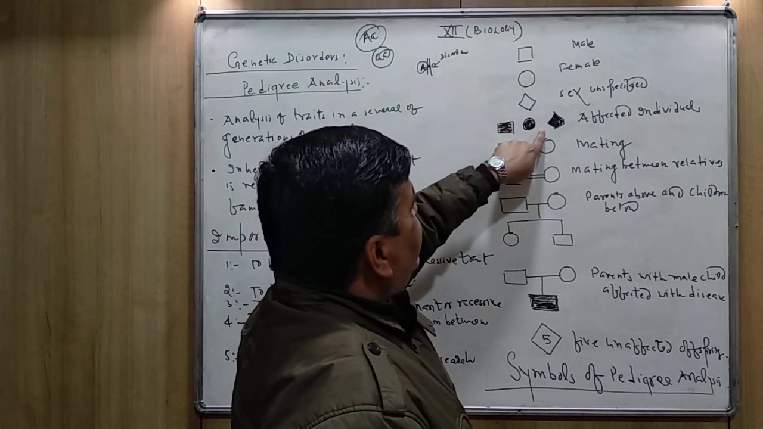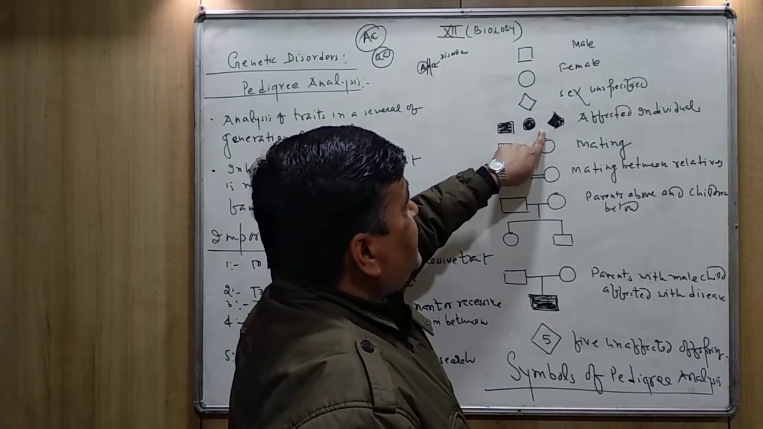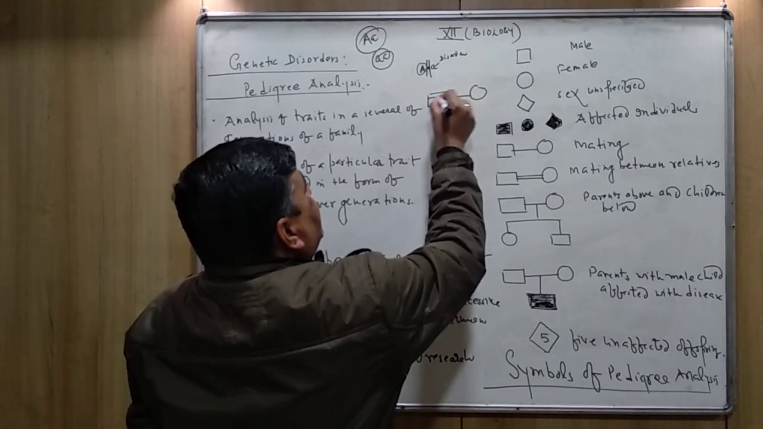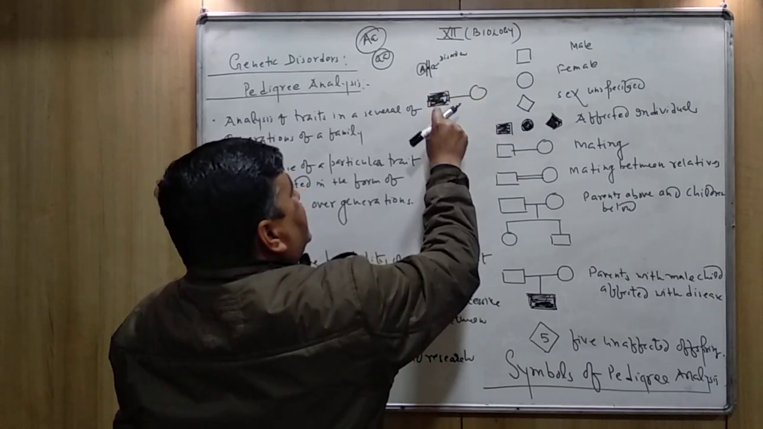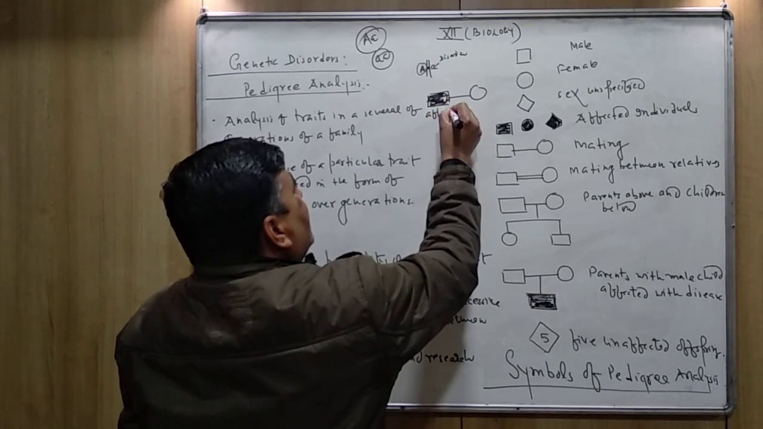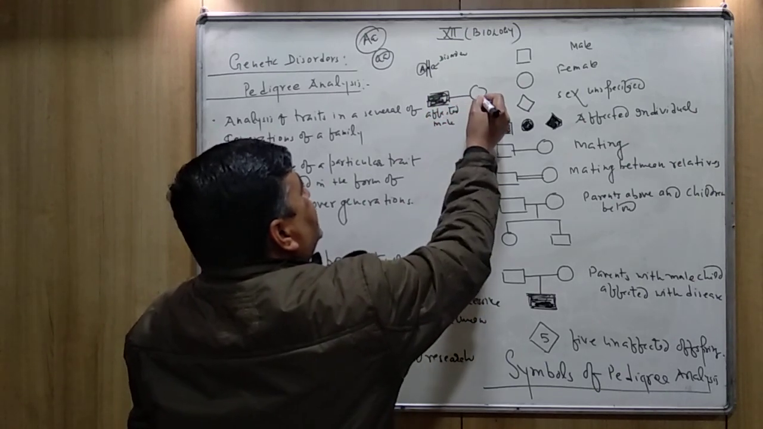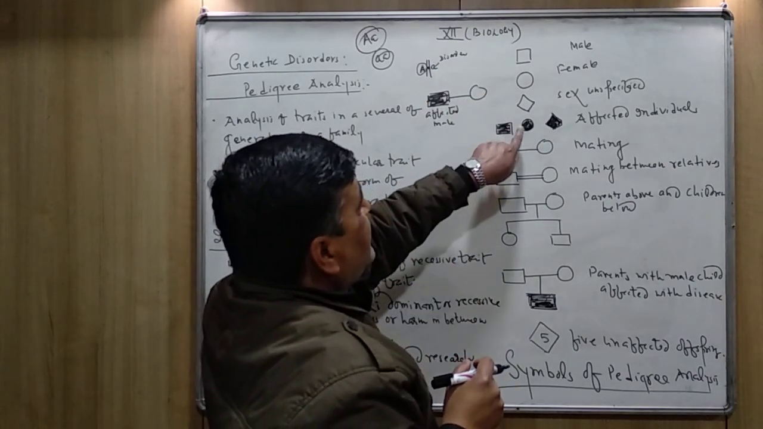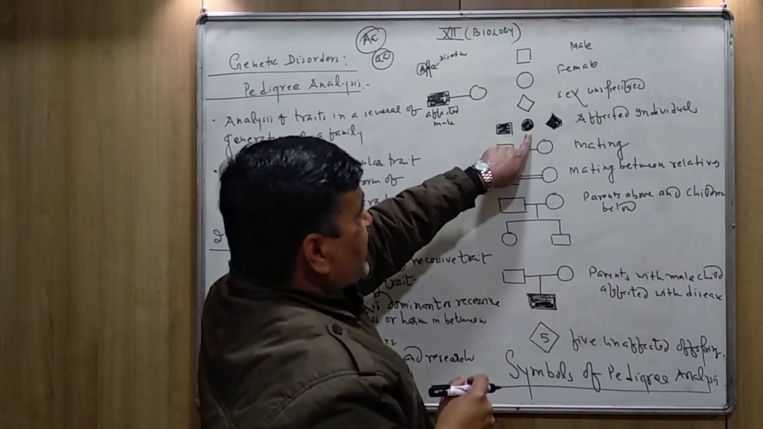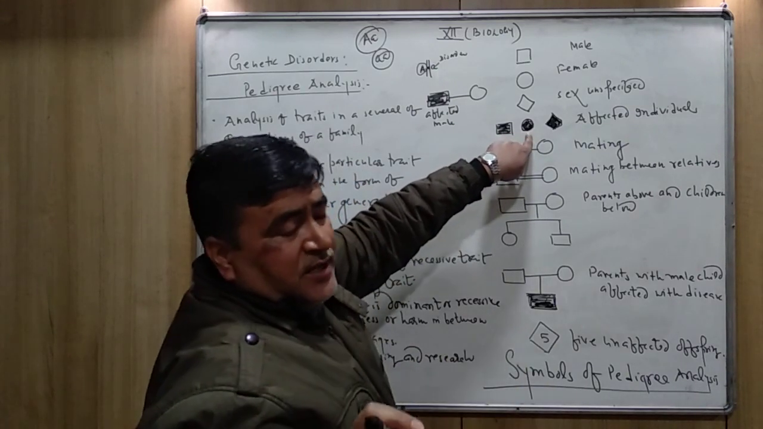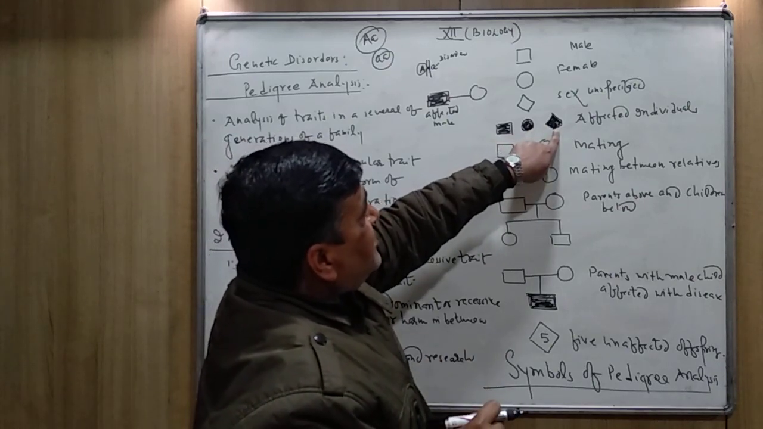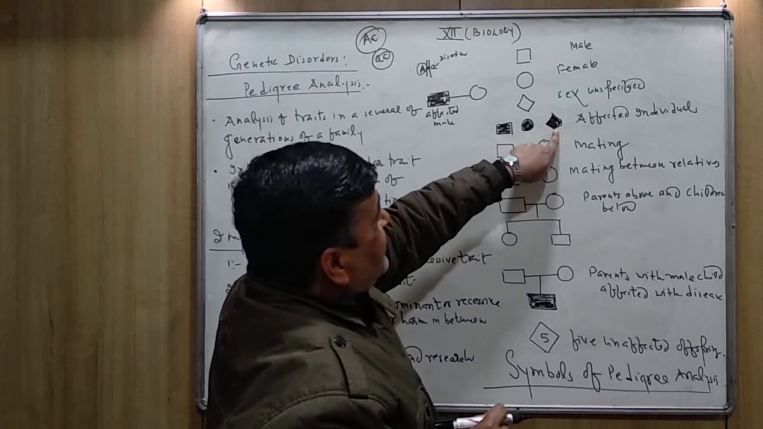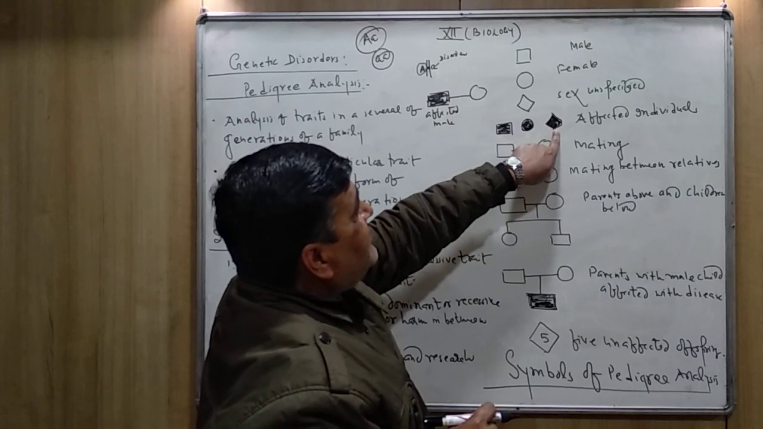And all these three are the affected individuals. Suppose I have drawn the diagram like this. This is the affected male, and this one is the normal female. So this is for the affected male, this one is for the affected female. Affected means having the disorder, having the disease. This is also for an affected individual in which the sex is unspecified.